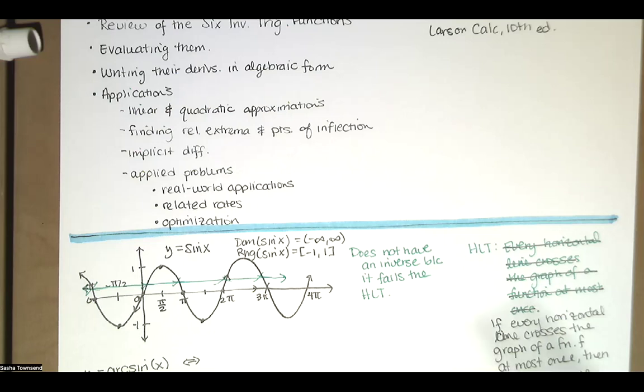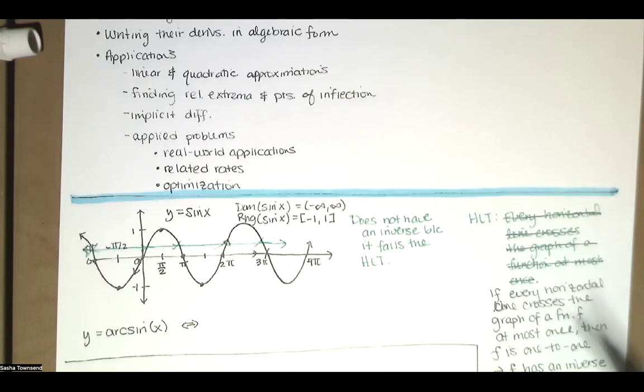And remember what the horizontal line test says. It says if every horizontal line crosses the graph of f at most once, then f is 1 to 1. And if f is 1 to 1, then it has an inverse function. And we discussed that already. Another way that we can determine whether a function is 1 to 1 is to take its derivative. If its derivative is positive all the time or negative all the time for all x values in the domain, then we know that the function has an inverse.